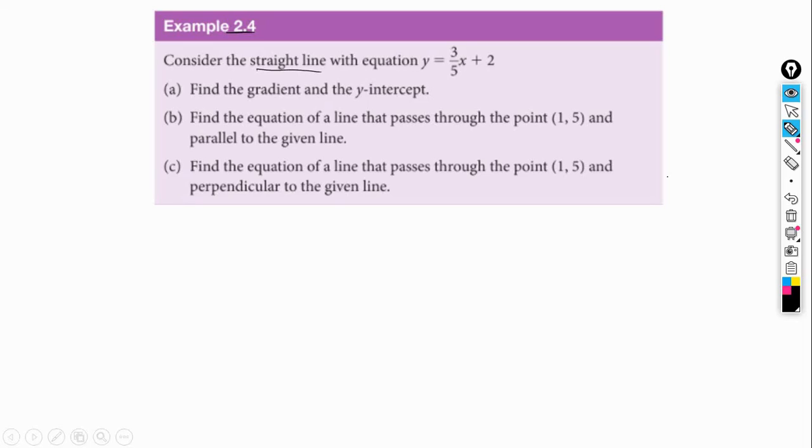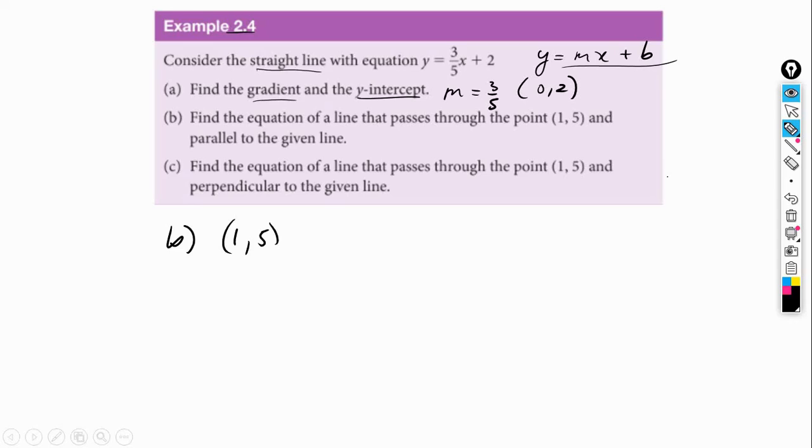3/5 x plus 2. So notice that this is in the form y equals mx plus b, also known as the gradient intercept form. So for A, they want us to find the gradient and the y-intercept. But because the equation is already in this form, that's easy to solve because we know that the gradient is equal to 3/5 and the y-intercept is going to be (0, 2). For part B, they want us to find the equation of a line that passes through the point (1, 5) and is parallel to the given line. Because it's parallel, it has to have the same slope or the same gradient, right?